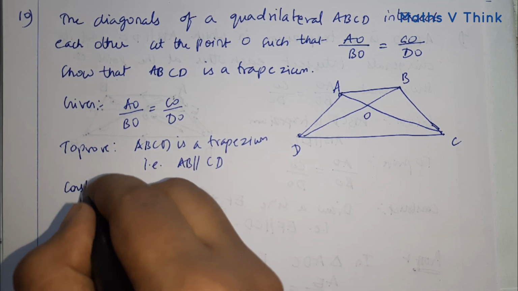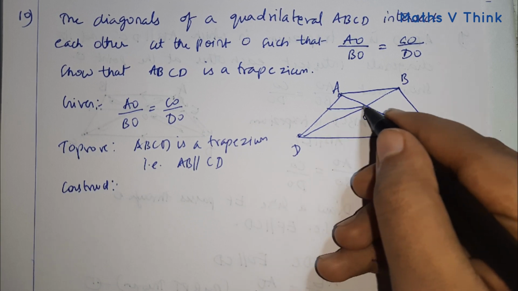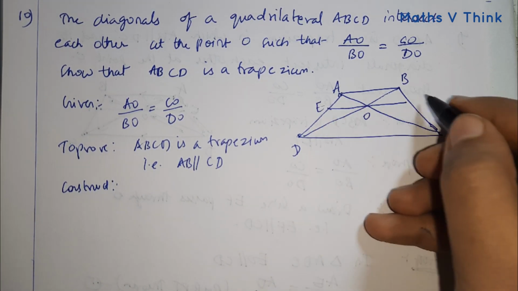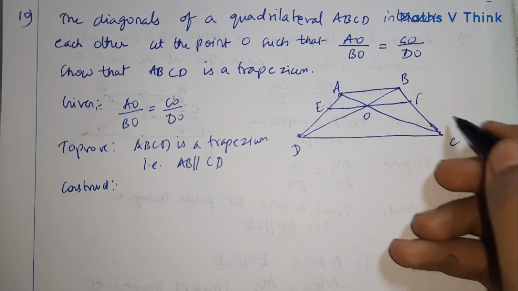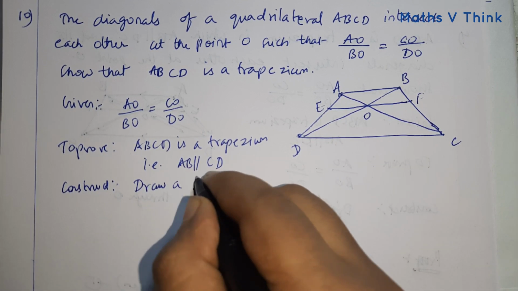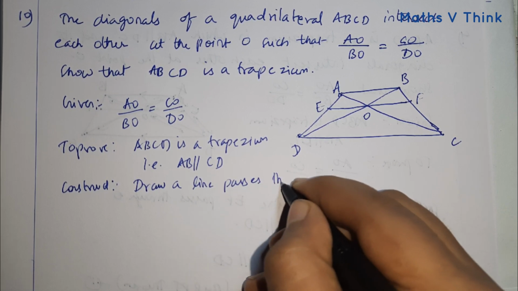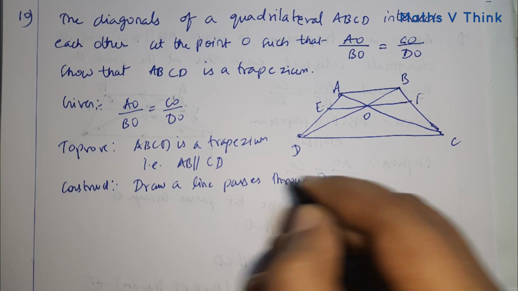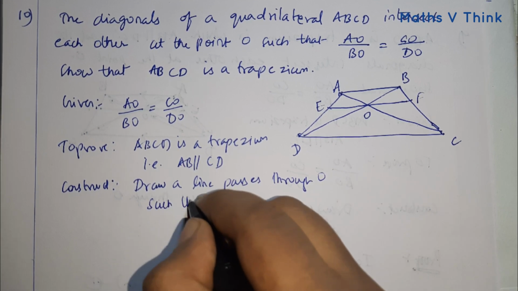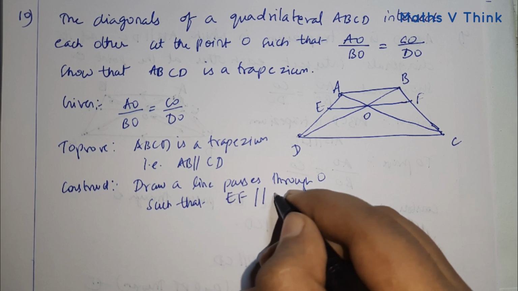Now construct. Draw a line EF such that it passes through O, such that EF is parallel to CD.